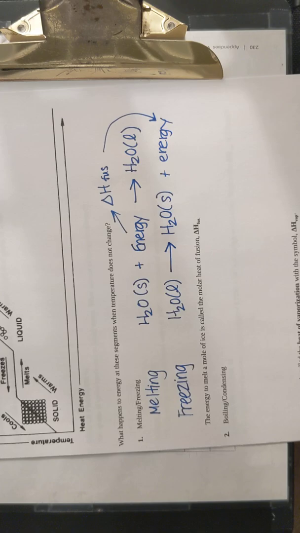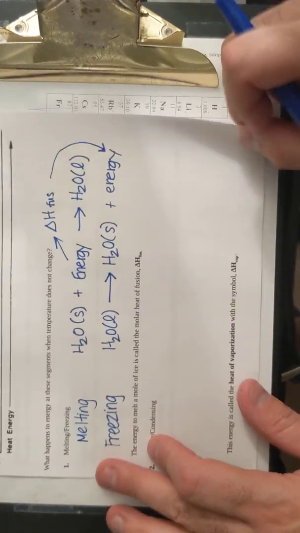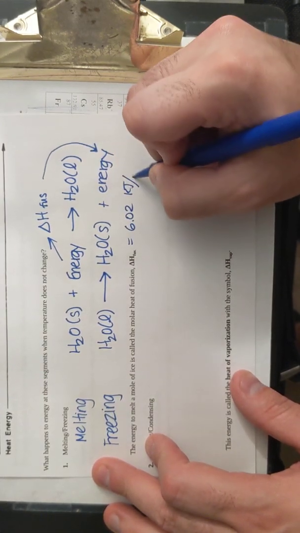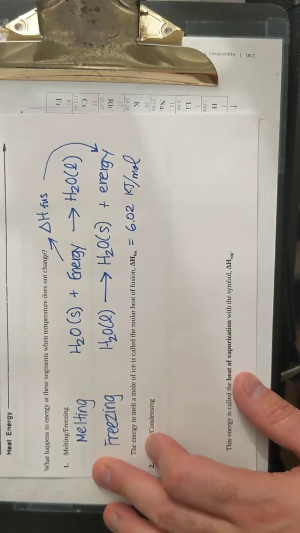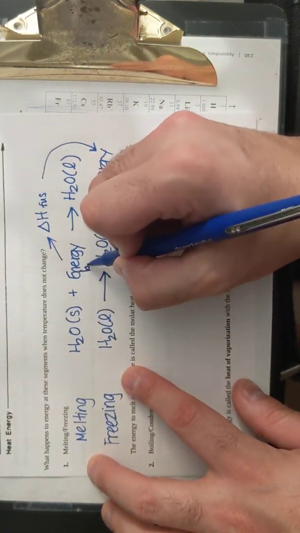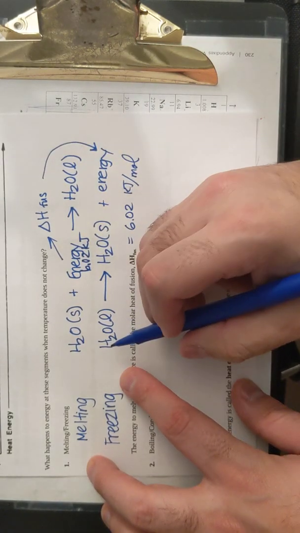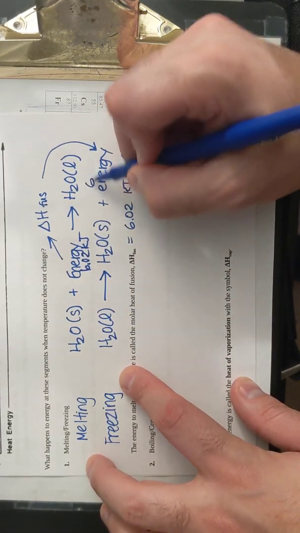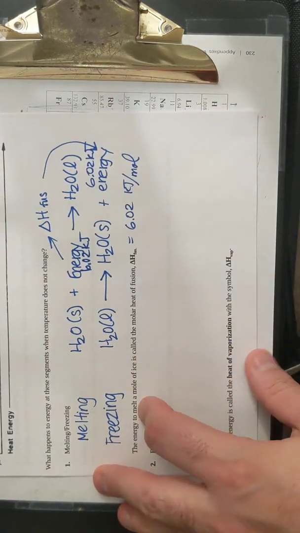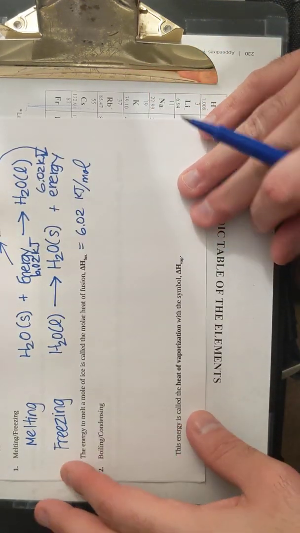The energy to melt a mole of ice is called the molar heat of fusion. And this number is 6.02 kilojoules per mole. So if I have water and I add 6.02 kilojoules, I'll get water as a liquid. If I have water and I remove 6.02 kilojoules, I'll get solid. Okay? Same idea with boiling and condensing.